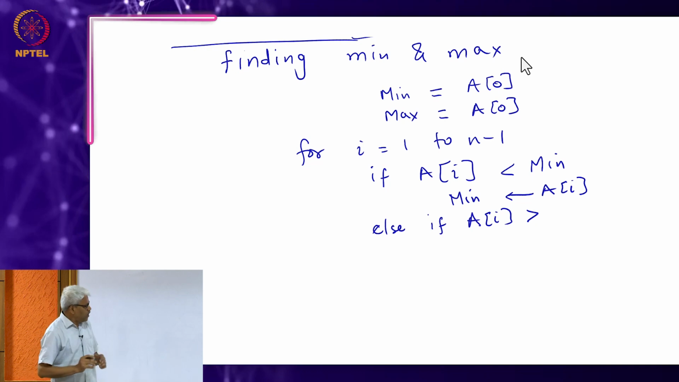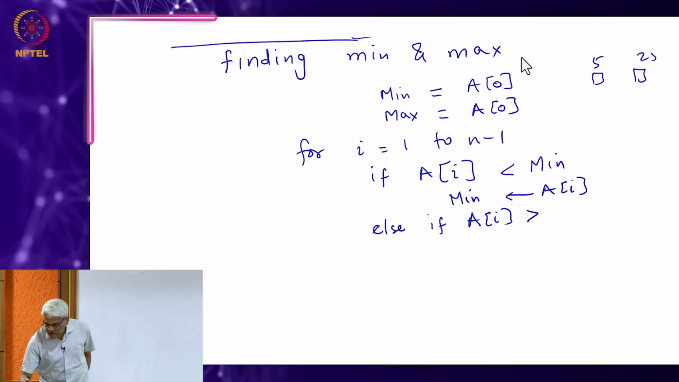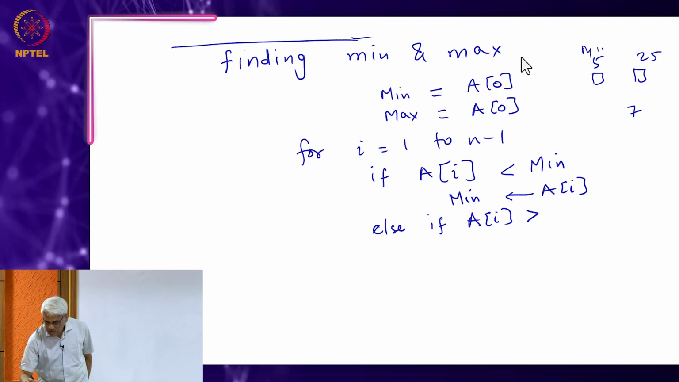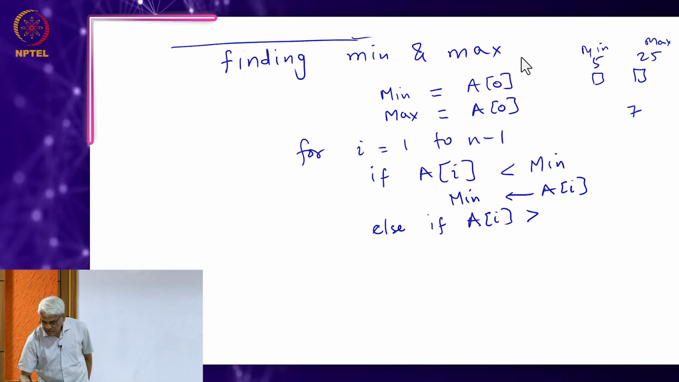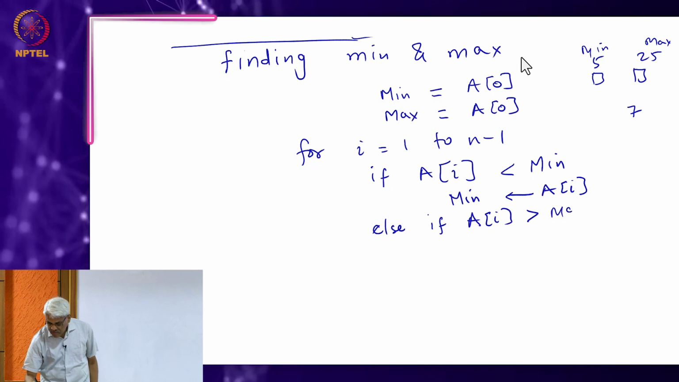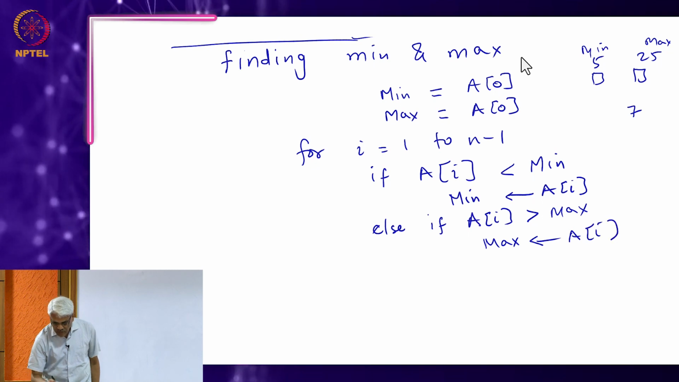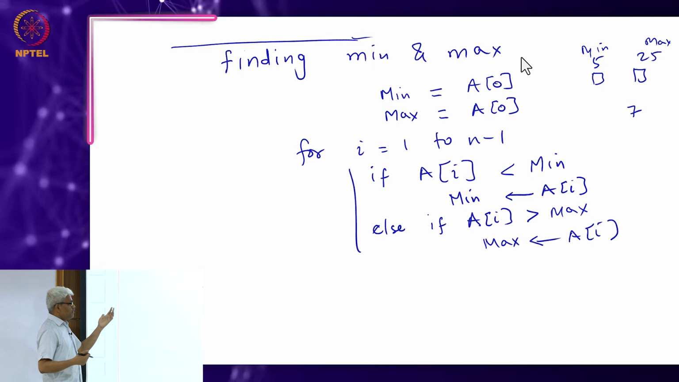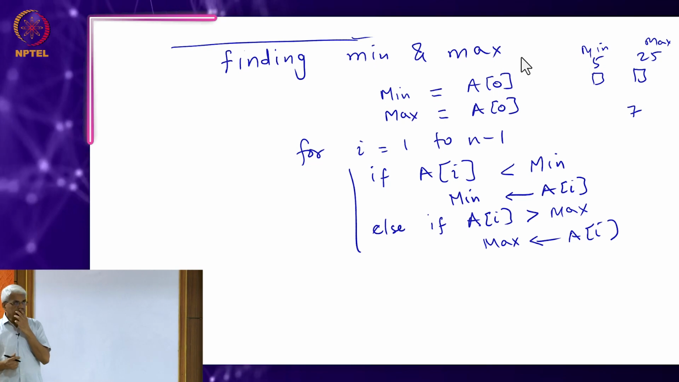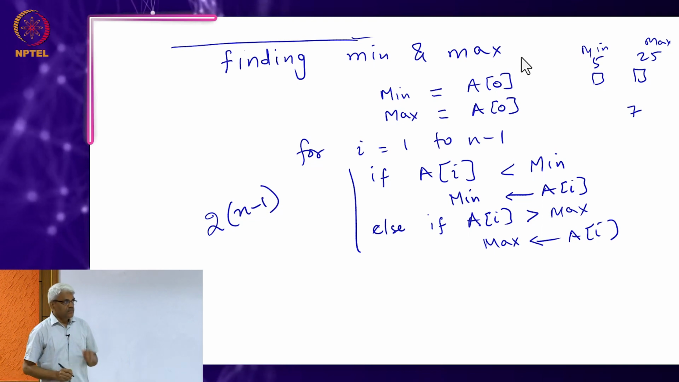So you are remembering two things, min and max. Maybe this is 5 and this is 25. Some 7 comes. You are comparing with the min, and you find that this is bigger than this, but you still don't know. You can't say this is the max. So you compare with max, and if it's bigger, then you update your max to a i. And you run through this. At the end of it, min will have the min value and max will have the max value. How many comparisons have we spent? 2 times n minus 1. Right?